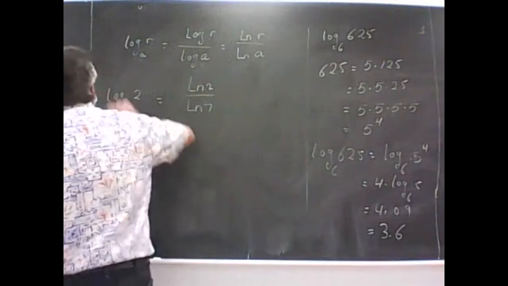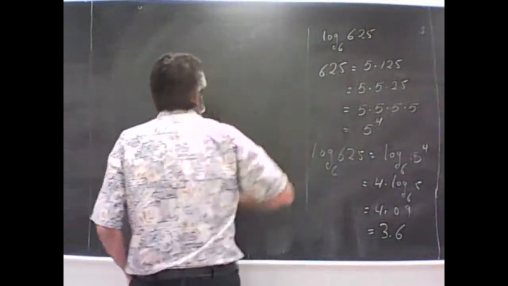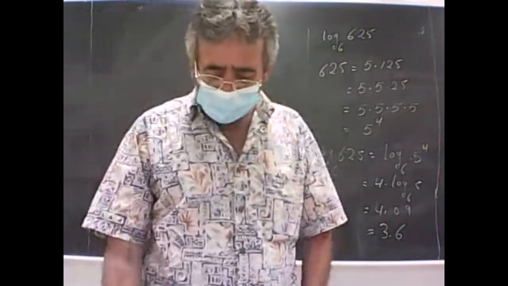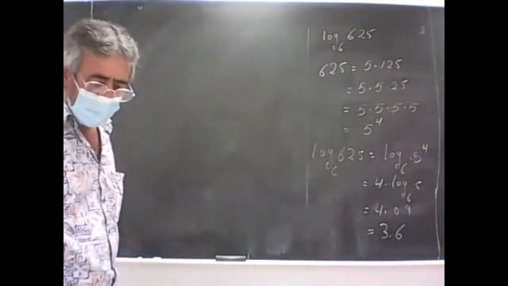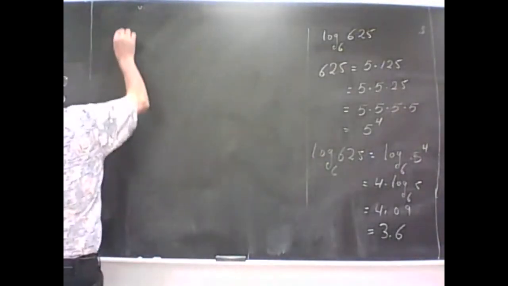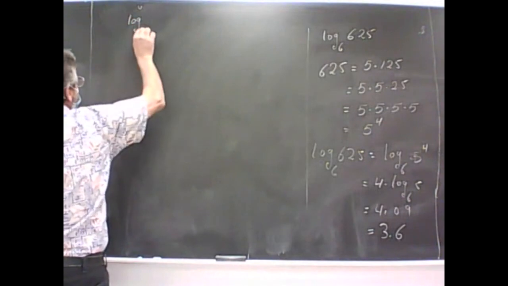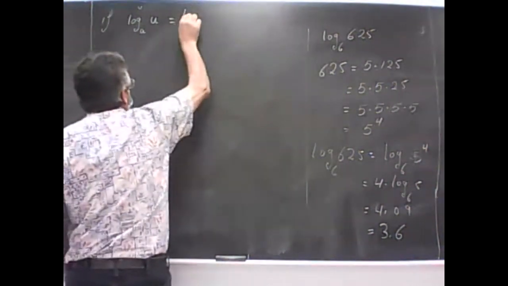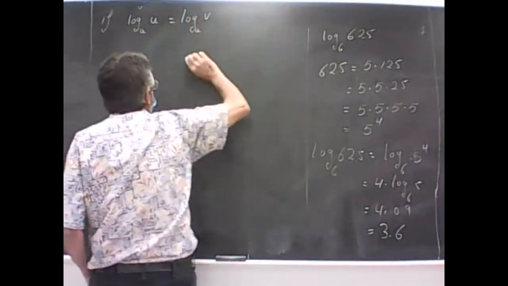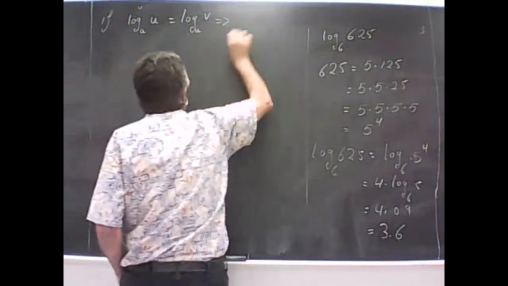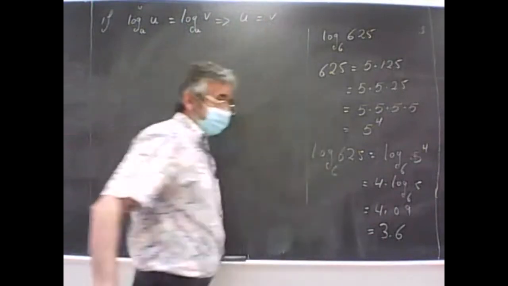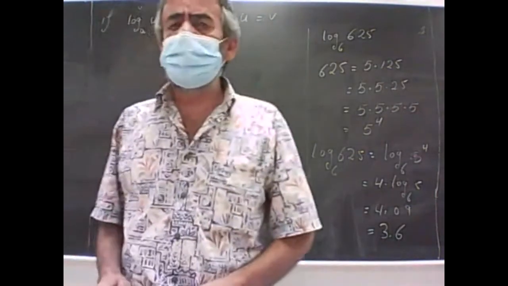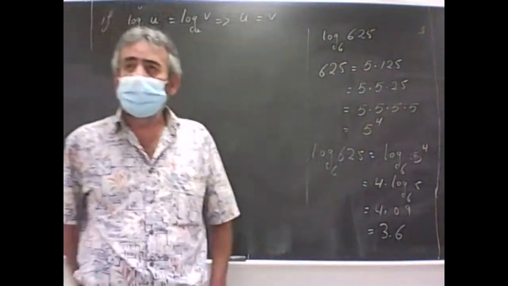First property of logarithms. It says if u and v are positive numbers, and a is a positive real number not equal to 1, then log base a of u equals log base a of v. This implies u equals v. Yes? This implies u equals v.